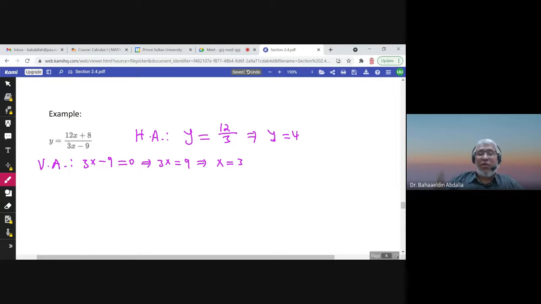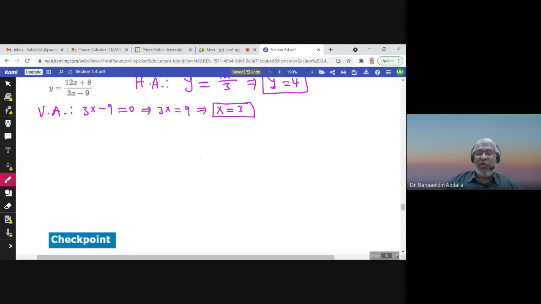Is it a zero of the numerator? No, because 12 times 3 plus 8 is not 0. So the equation of the vertical asymptote is x equals 3, and the equation of the horizontal asymptote is y equals 4. Let us try to sketch the graph of this function.